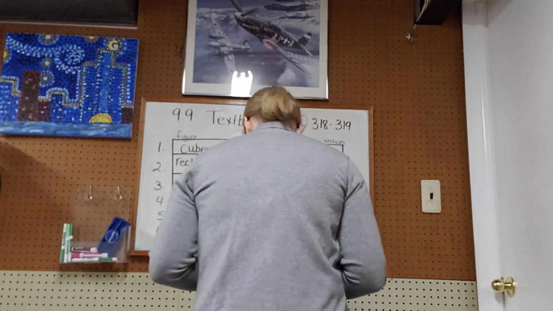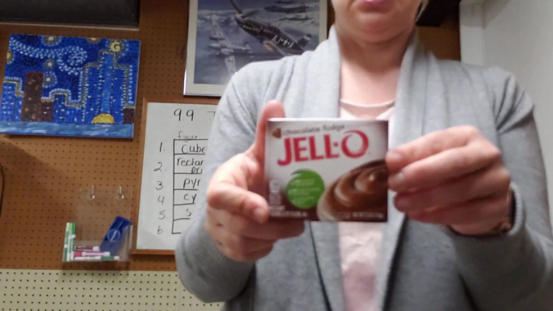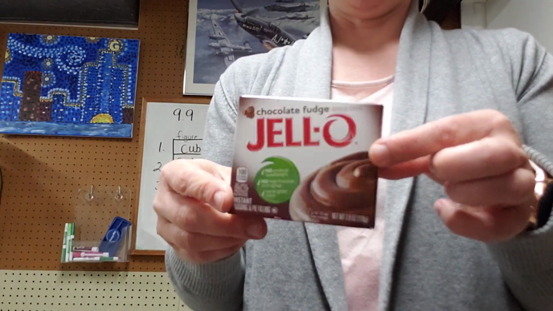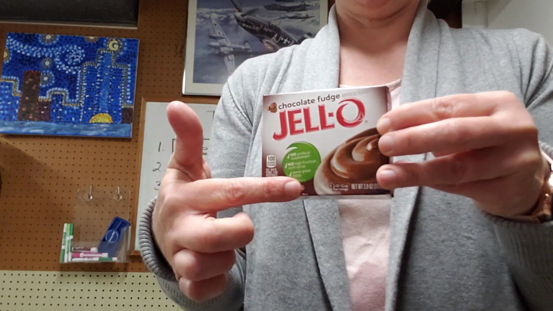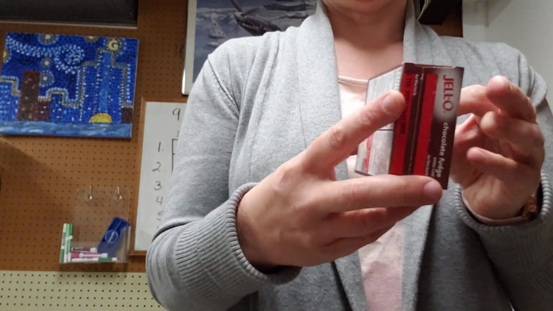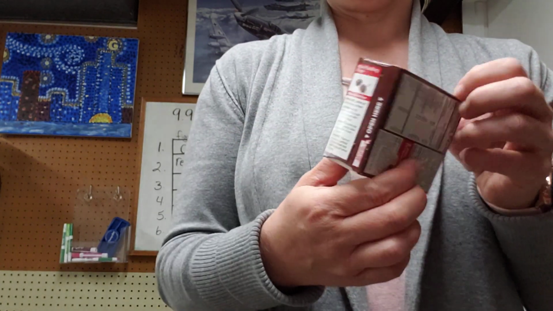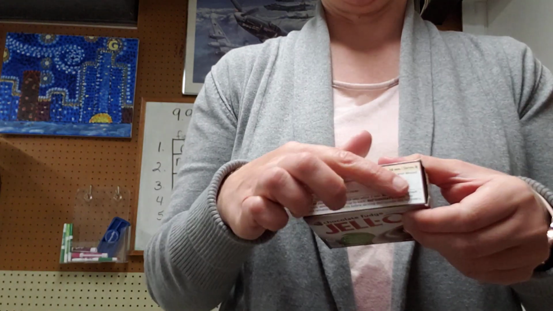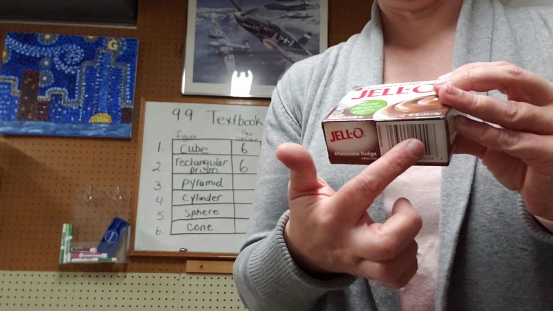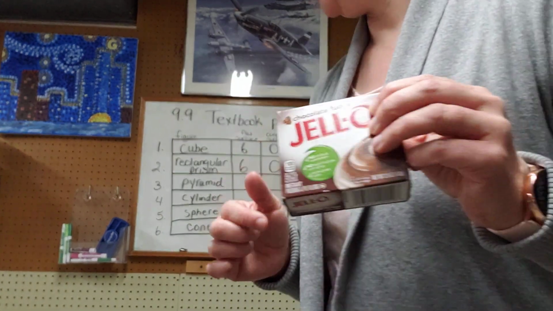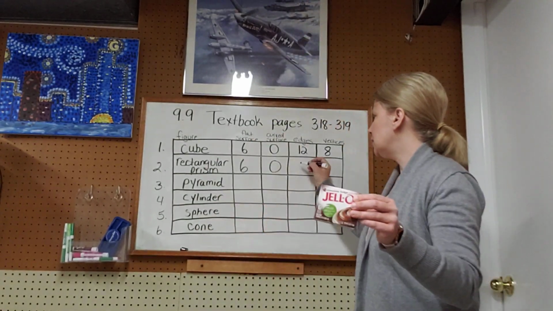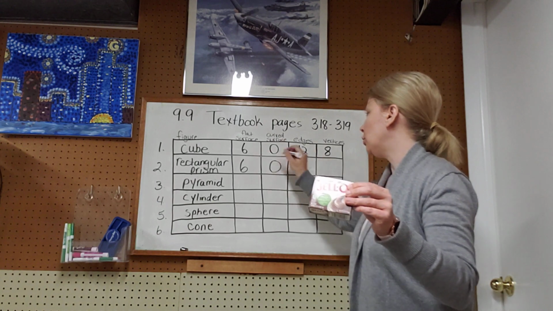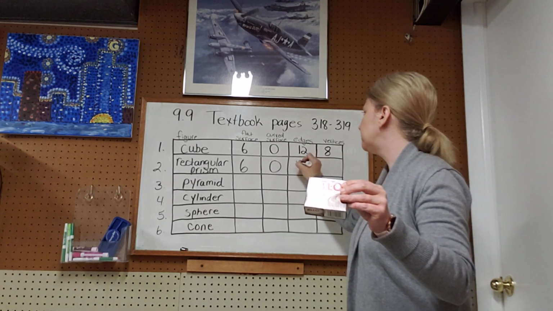Okay? And let's talk about those edges again. Remember, if we count 1, 2, 3, 4, then we can't count the same edge on this side. And since it's the same as the cube, we're going to have the same number of edges, even though it's a different shape. So just like the cube, the rectangular prism has 12 edges.